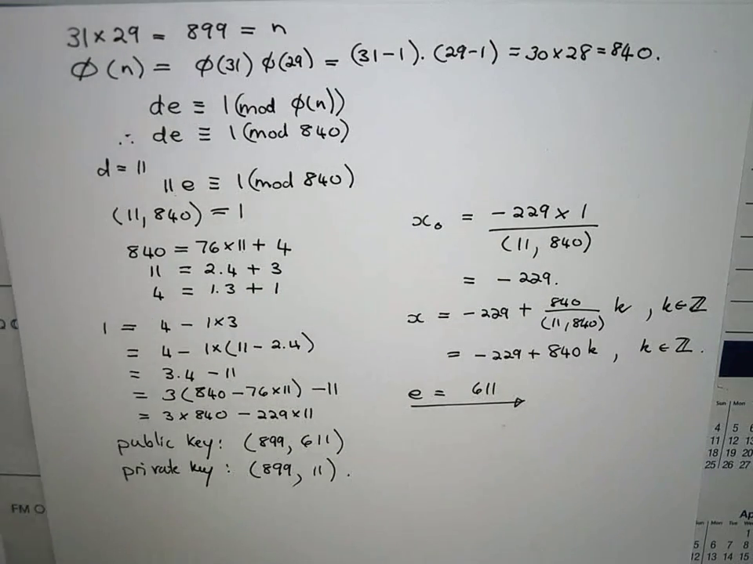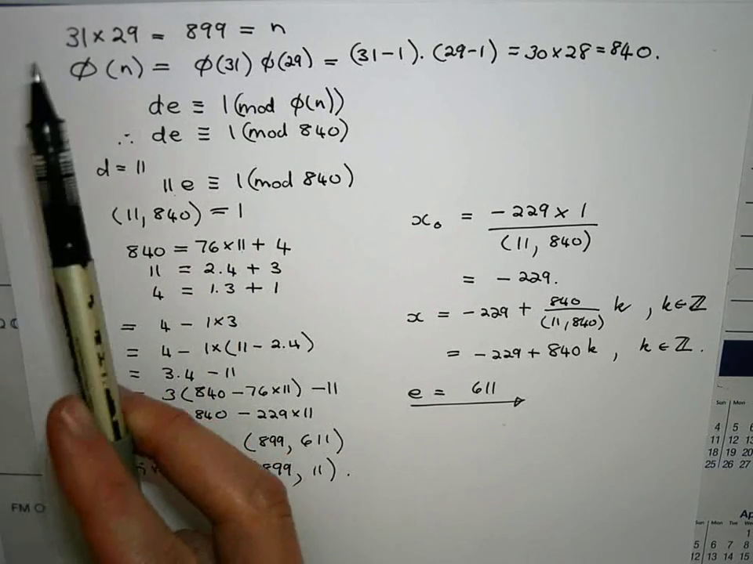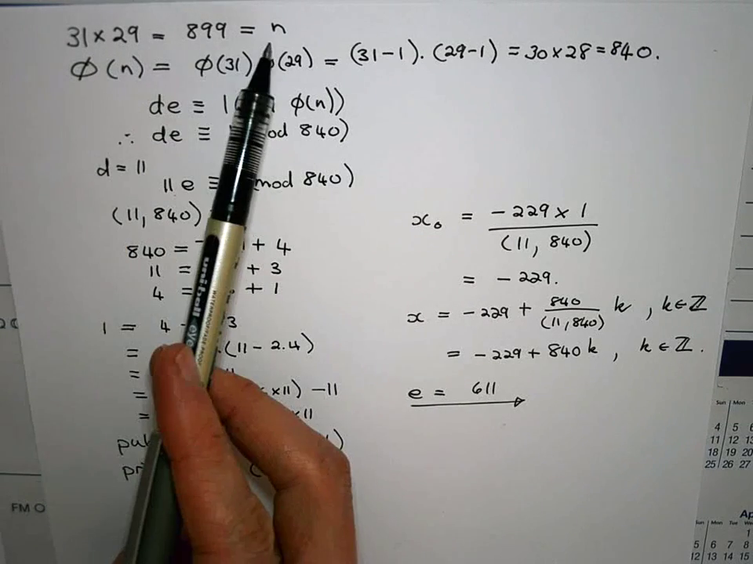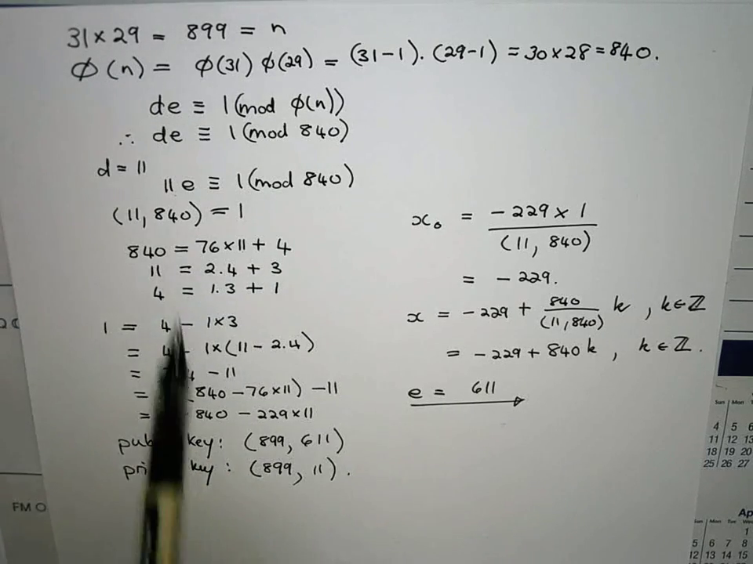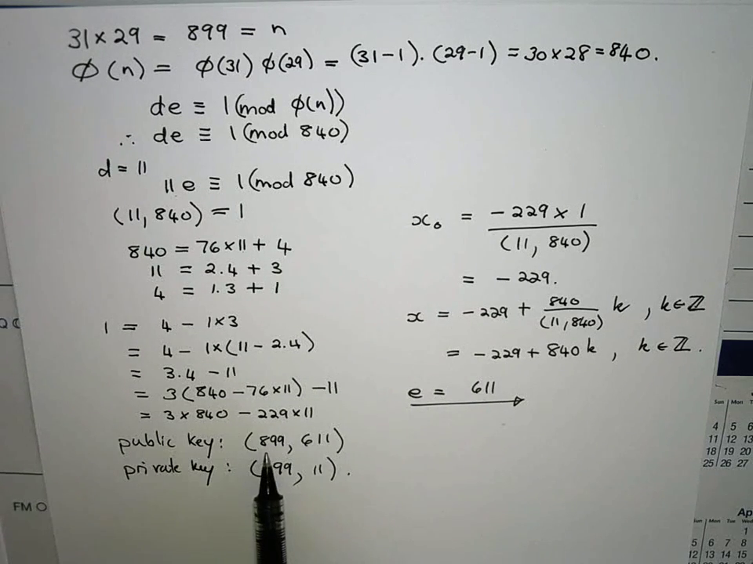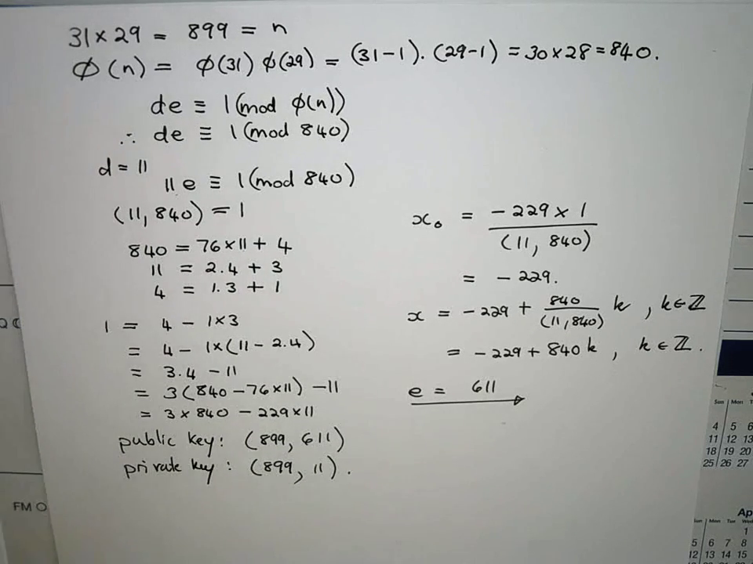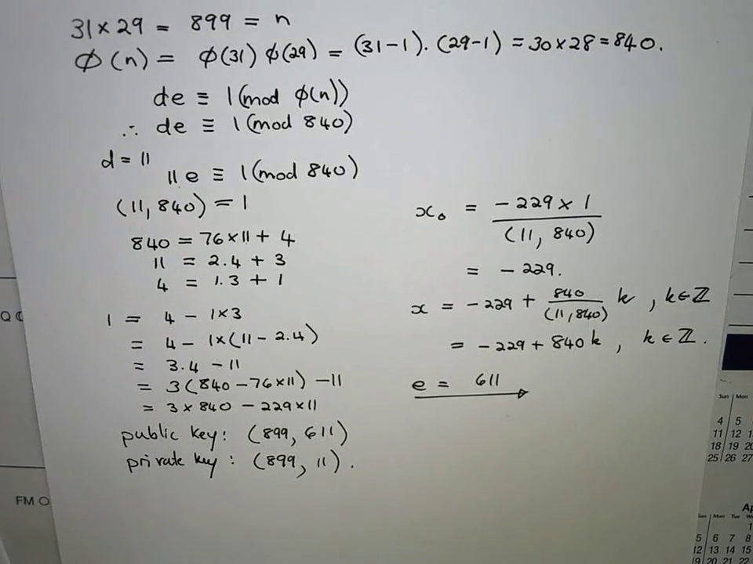So in the previous video, we set up an RSA public key cryptographic system. Our two prime numbers were 31 and 29, giving a product n of 899. We had a d and an e, respectively 11, and we calculated the e to be 611. So that gave us a public key of n and 611, and a private key of 899 and 11. Now let's use this system to encrypt or decrypt a message.